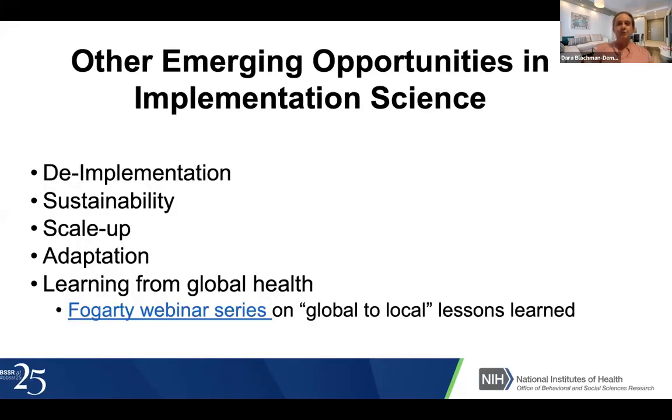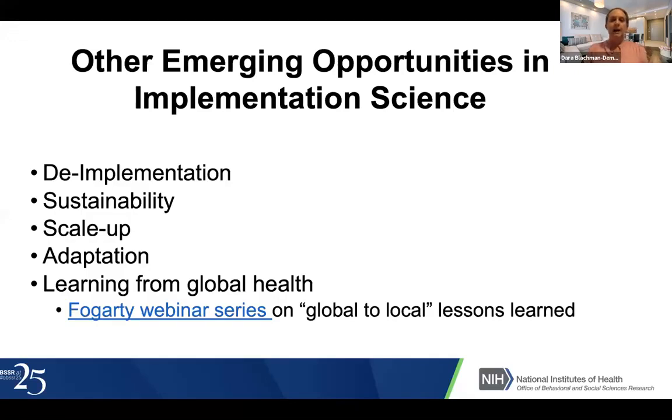And as I move towards closing, I just want to mention a couple of other emerging opportunities in implementation science. Most of these Gila already mentioned. There's been an increasing recognition of the importance of de-implementation and how some of the processes involved there may be different than implementation, and really thinking seriously about that, as well as ongoing questions around adaptation and sustainability and scale up.